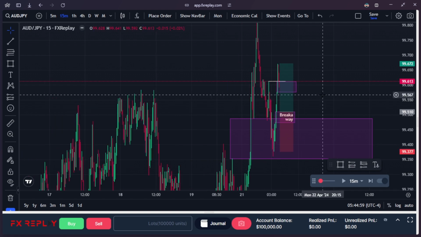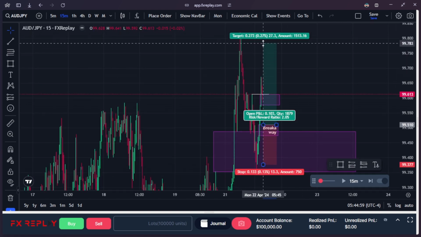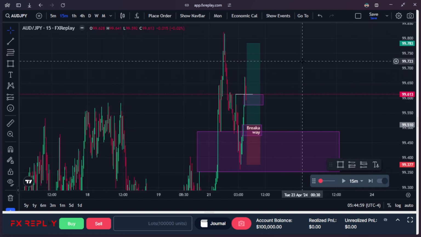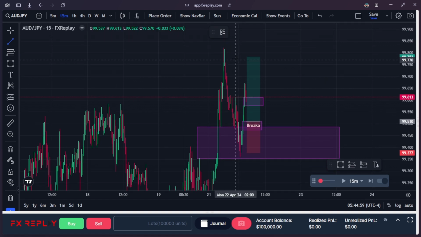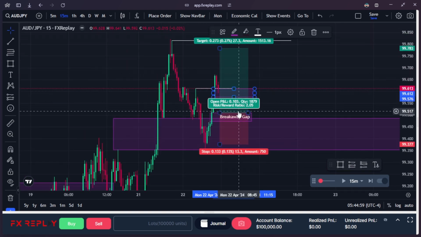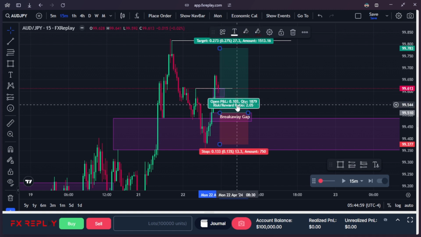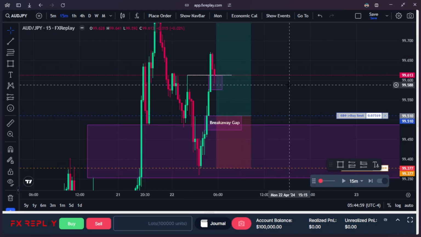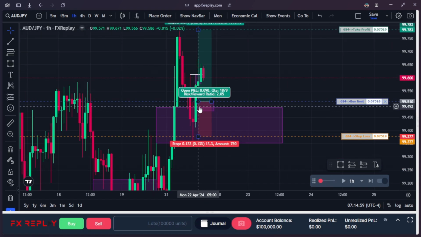The stop loss will be at the low of this candle to get a better risk to reward ratio. You can place it at the swing low if you want to play safe. For target, we will be targeting the classic 1 to 2 risk to reward ratio. Let me place the order real quick and play the price ahead to see how it plays out.